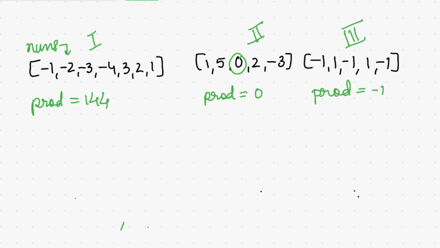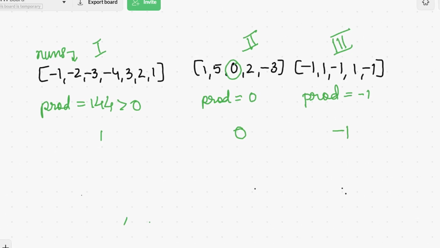Now, the condition statement says that if the product is greater than 0, in that case, we should return 1. If the product equals 0, in that case, we should return 0. And if the product is less than 0, in that case, we should return minus 1. So I hope this problem statement is clear to you.